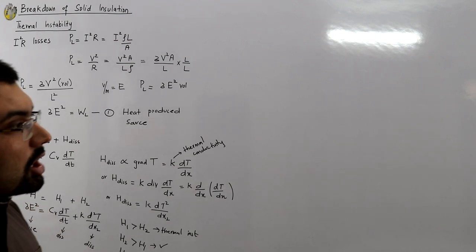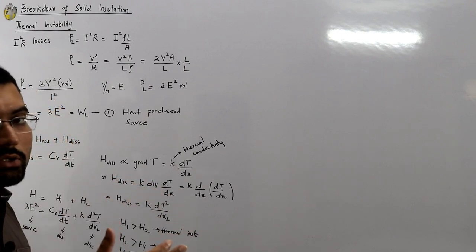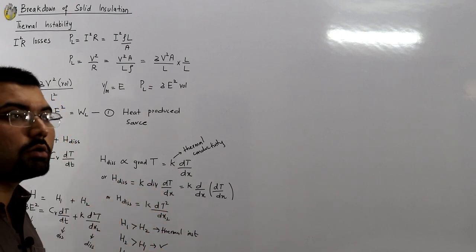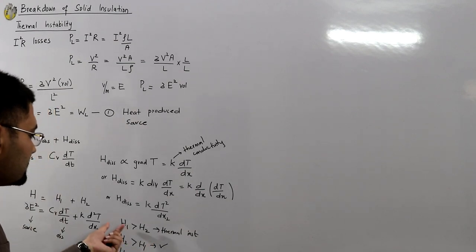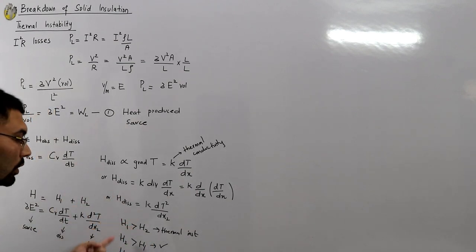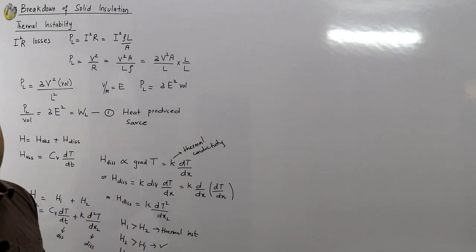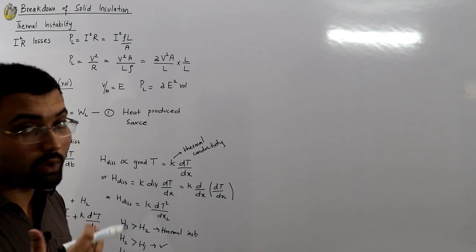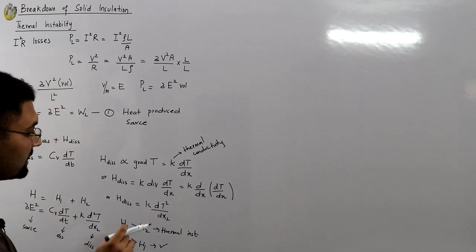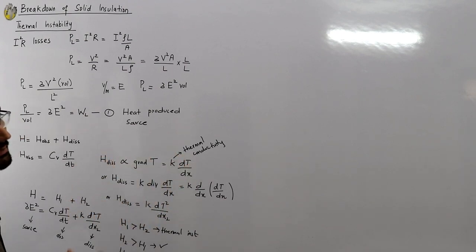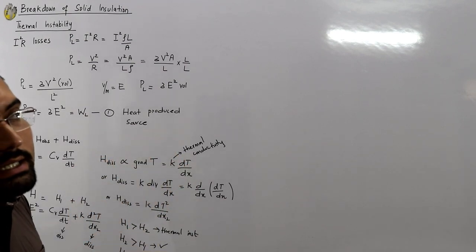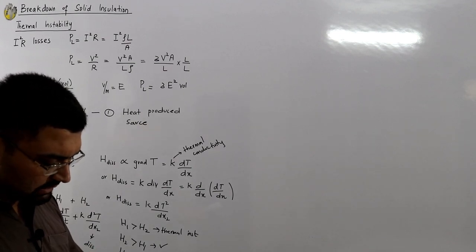Right, it is. But the thing is that all good electrical insulators are also good heat insulators. So most of the heat is generally trapped. And the case is that the absorbed heat would be greater than the dissipated heat. And this goes to thermal instability. Why? Because the absorbed heat further raises the temperature, which means I squared R losses further increase.